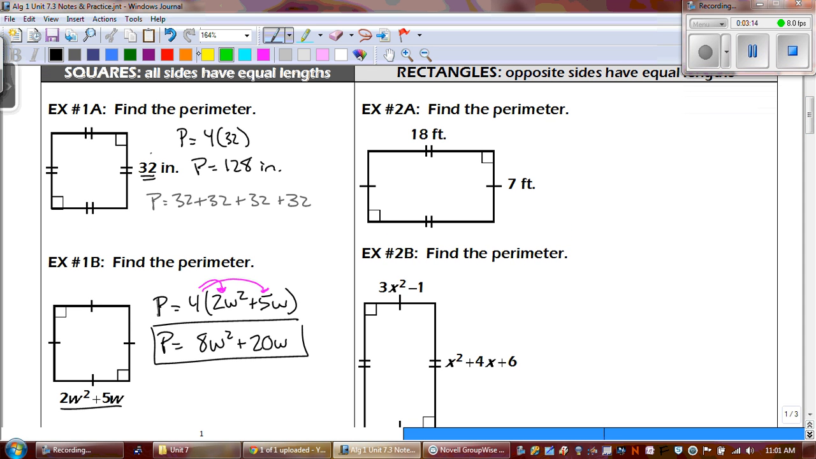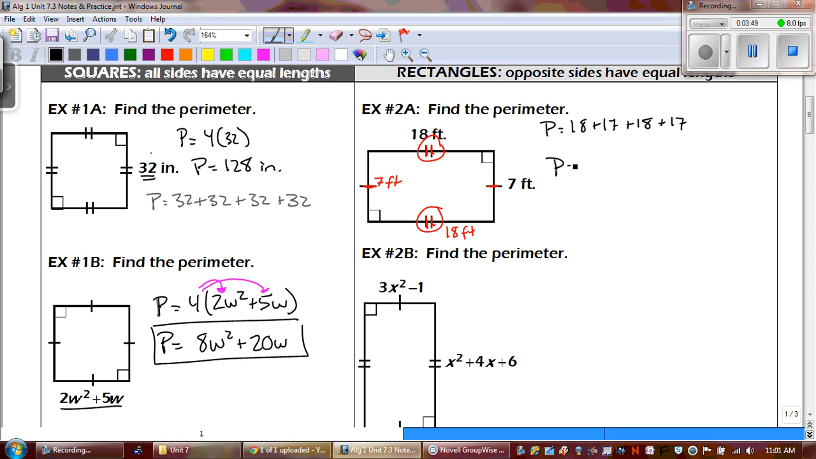So remember what we said about these tick marks. Only the sides with the exact same tick marks are the same. So that means that this is 18 feet, and then with the single tick, that this is 7 feet. Okay? So one way you can do the perimeter is you can add up all the sides. So 18 plus 7 plus 18 plus 7, and you'll get your answer.